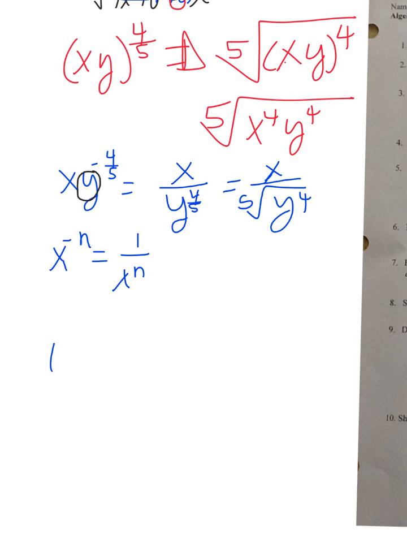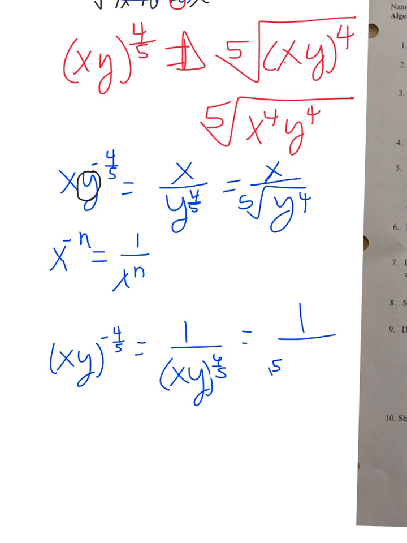And the same thing with the last one. We have xy raised to the negative 4/5 power. Since the whole thing is being raised to the negative 4/5, it's 1 over xy to the negative 4/5. Positive 4/5, sorry. Right, it becomes positive when you put it in the denominator. And this would be 1 over the 5th root of x to the 4th, y to the 4th.